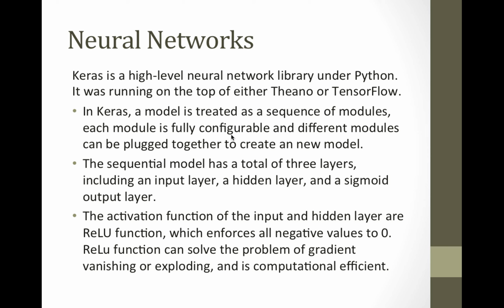In the sequential model I built, there are a total of 3 layers, including an input layer, a hidden layer, and a sigmoid output layer. For the activation function of the input and hidden layers, I used the ReLU function. The ReLU function will enforce negative values to 0, and this can solve the problem of gradient vanishing and exploding. Also, it's computationally efficient.